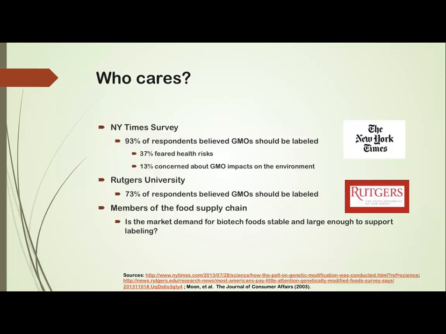In October 2013, Rutgers University conducted an online survey which included 1,148 participants. The data reported was weighted to be nationally represented, and they found that 73% of respondents believed GMOs should be labeled. And then furthermore, with all the hype in the news, people in the food supply chain, they want to know what's going on.